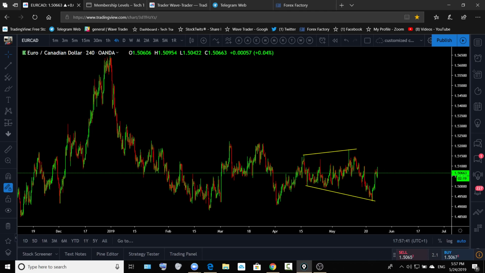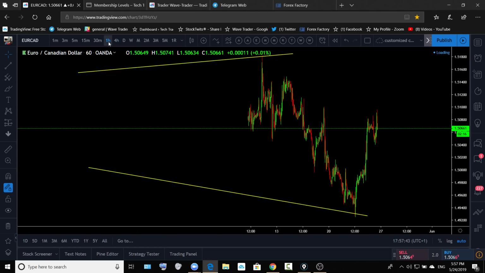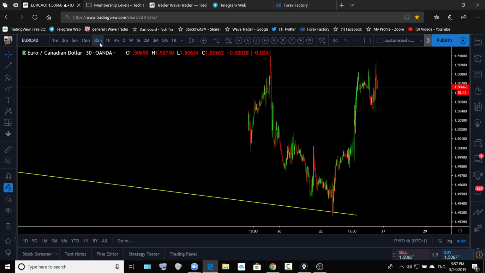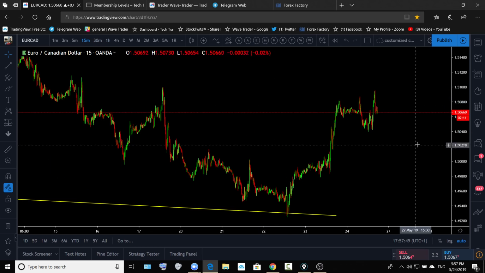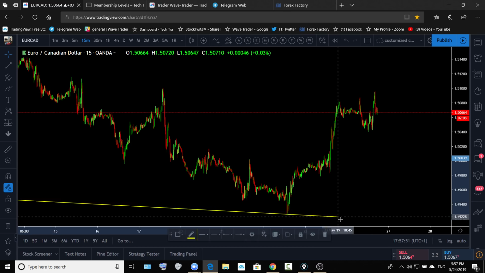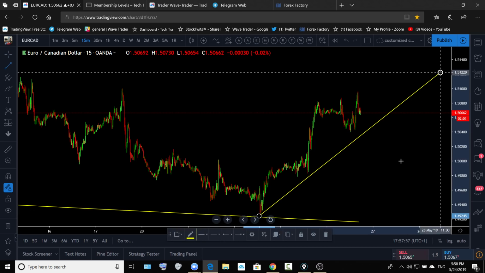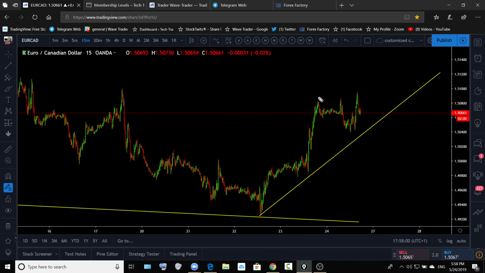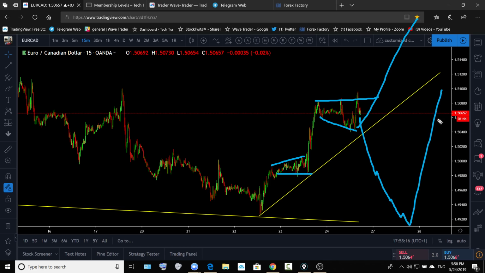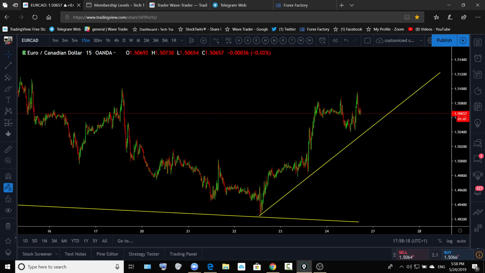So what you're looking for next week on the EuroCAD is for it to continue to go higher. Simply go back to the lower time frame, the 15-minute to 30-minute time frame, and look for the correction to continue higher next week. If it breaks down and tests that bottom again, buy from the bottom.